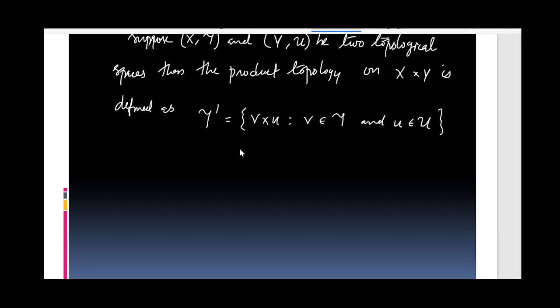So this is the one. That is, we are taking open sets from each topology and forming the product. Then you will get your collection of such sets. That collection is called the product topology.